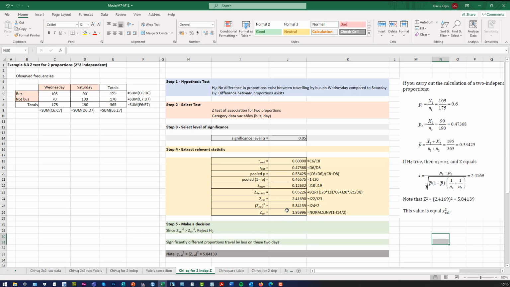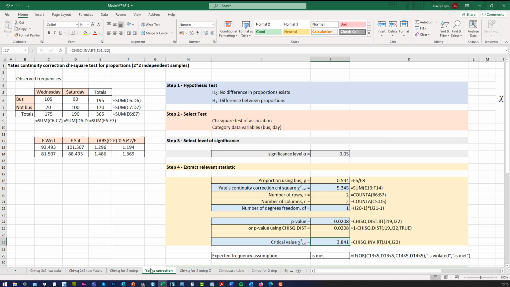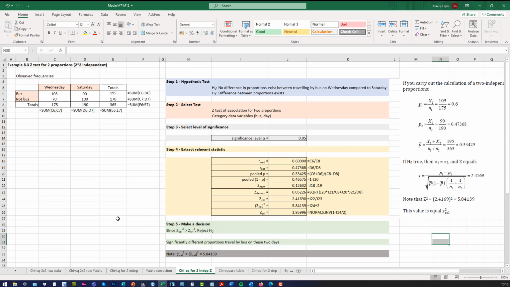If you do that, you'll find you get exactly the same solutions. So this solution is in the book. You've got the chi-squared normal test, you've got a Yates correction method, and you've got a Z-test approximation, which is in the book.